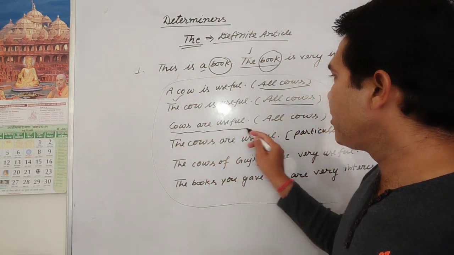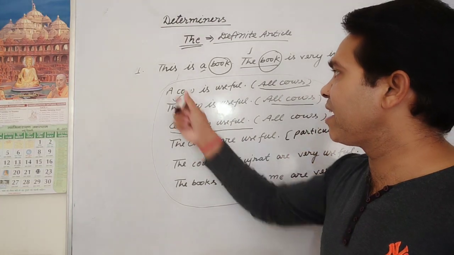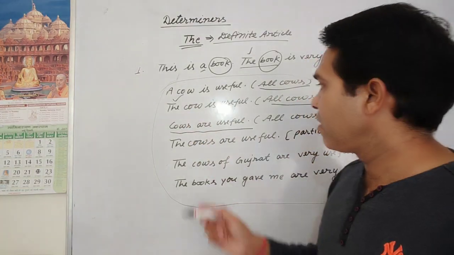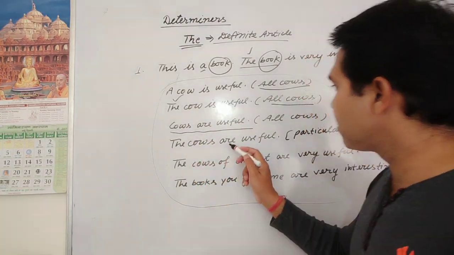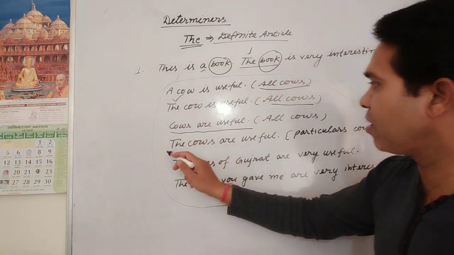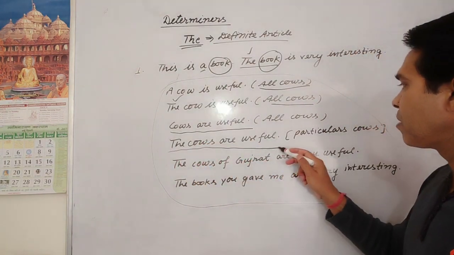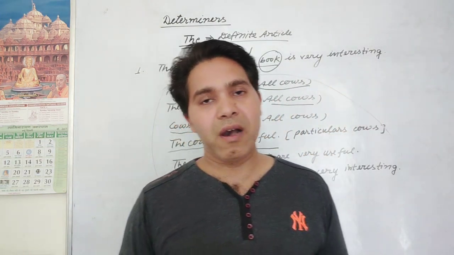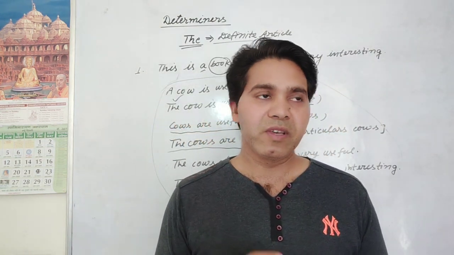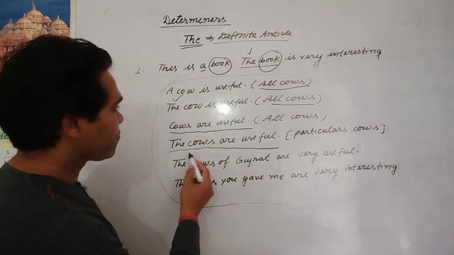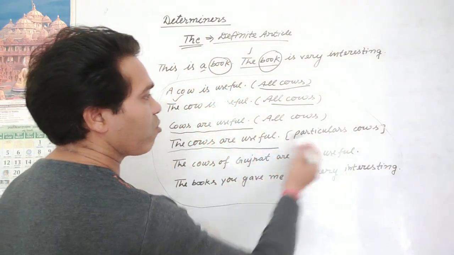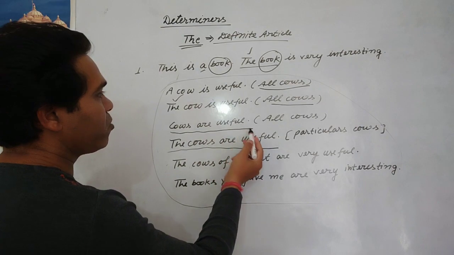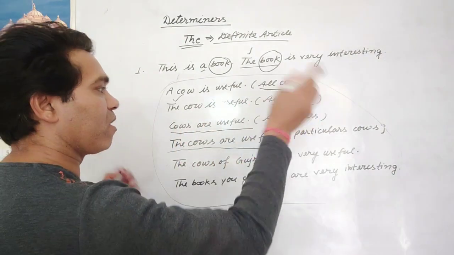Cows are useful, all cows. It means we can write in this way. And now see, the cows are useful. The meaning of this sentence is particular cows. Maybe the cows are in your house and you are talking about them. Then we use the. The cows are useful means particular cows. And here, cows are useful means all cows.